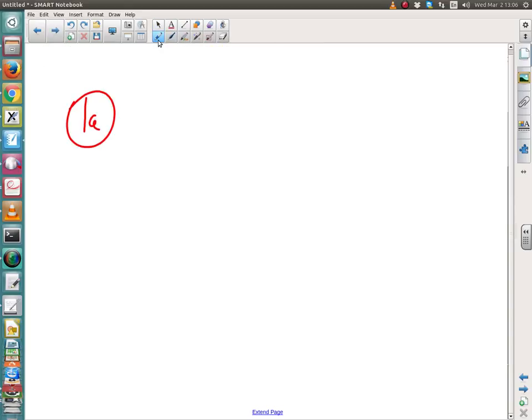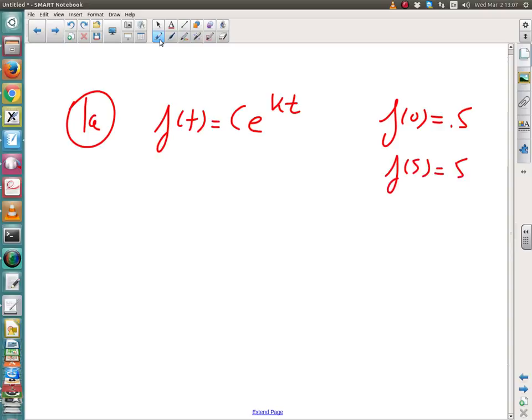1A. All right, so f of t is C e to the kt. This is sort of like PERT. Don't get upset. All right, can you find C? Well, notice what they're telling you. F of 0 is 0.5. In other words, the curve goes through the point 0, comma 0.5. When t is 0, f is 0.5. And it goes through the point 5,5. F of 5 is 5, or the point 5,5 is on the curve. In other words, you plug in 5 for t, you get 5 for f.